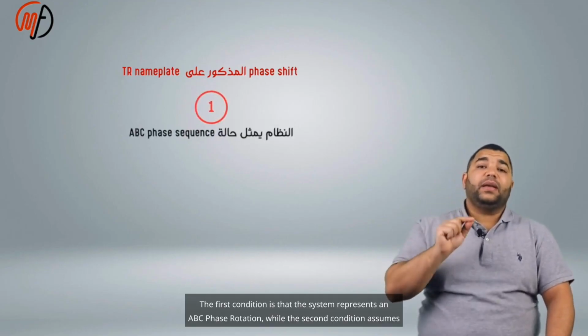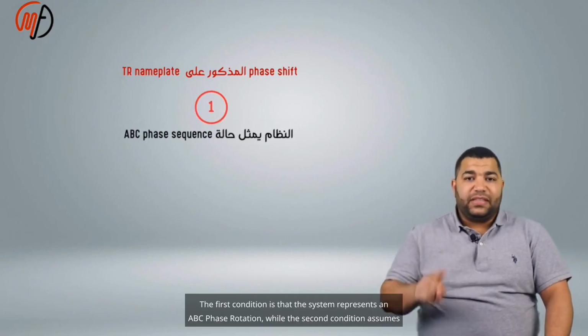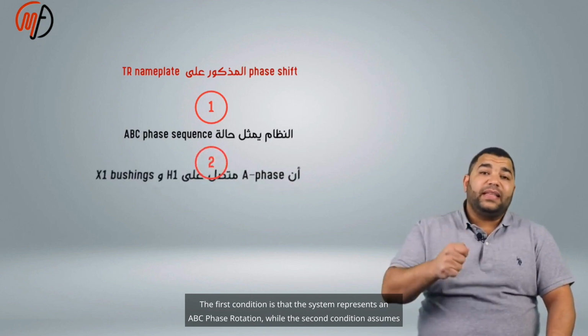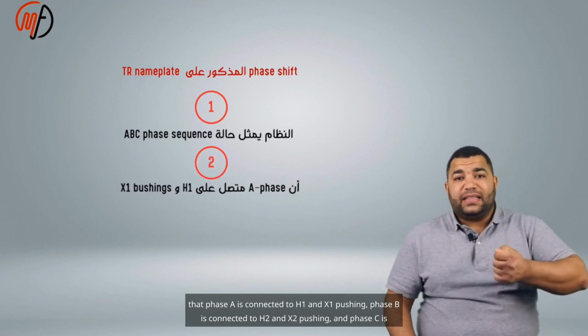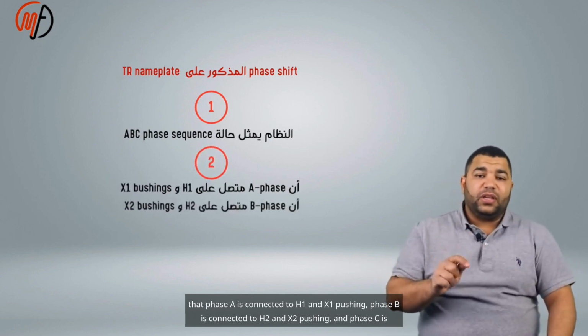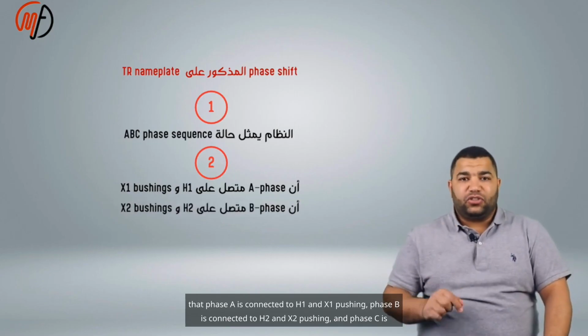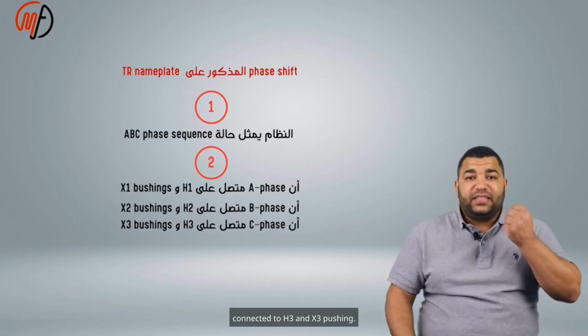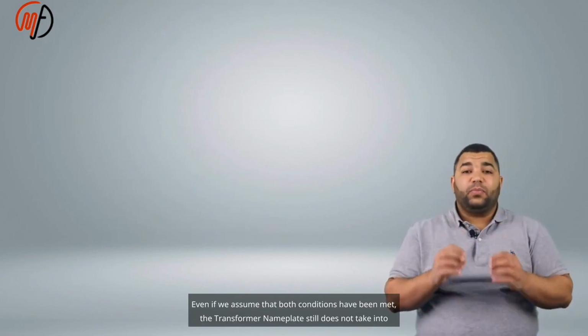The first condition is that the system represents an ABC phase rotation, while the second condition assumes that phase A is connected to H1 and X1 bushing, phase B is connected to H2 and X2 bushing, and phase C is connected to H3 and X3 bushing.